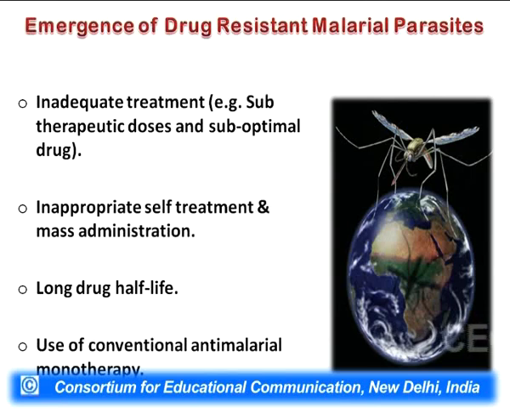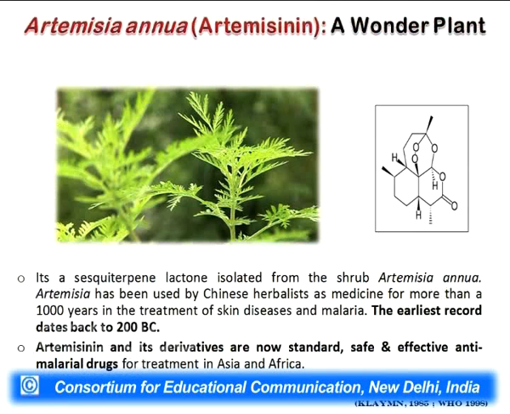The third reason is the drug half-life, which is very long. Due to this long half-life, the drug remains in the blood circulation for a longer period of time, and the parasite gets the time to develop resistance against the drug. And the fourth reason is the use of conventional anti-malarials as monotherapies.